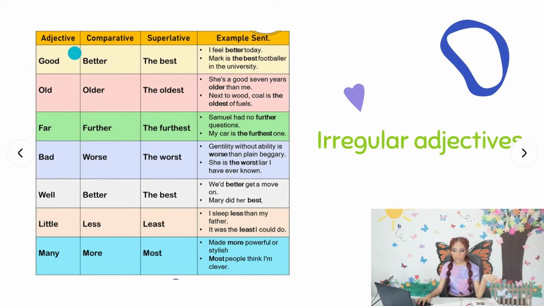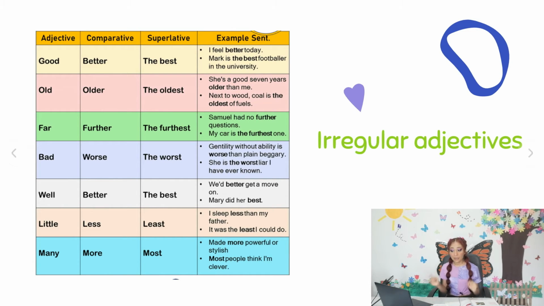So, the adjectives in here, we have good. You know what it means, right? We have old, far, bad, well, little, many, okay? These are some of the irregular adjectives. Good, old, far, bad, well, little, and many, okay? So, we turn these adjectives into comparative in this way. Good would be better, but in superlative it will be the best.